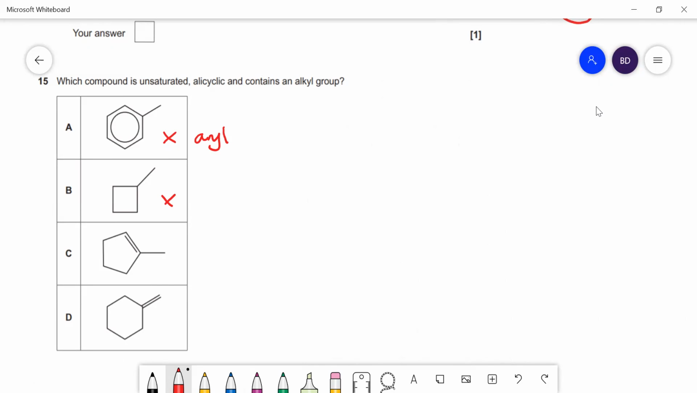This one, the cyclic bit, is unsaturated. It's got a double bond in there, and it has got an alkyl group. It's got this methyl group stuck onto it. That's the right one. Okay, D is not unsaturated. It's the ring. There's no unsaturation in the ring. It's saturated, the ring, so it's not D. No double bonds in the ring there.